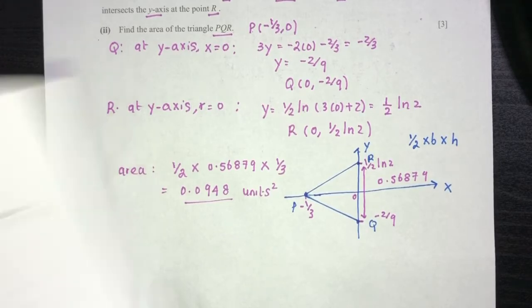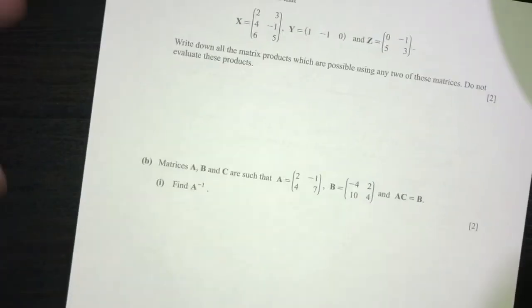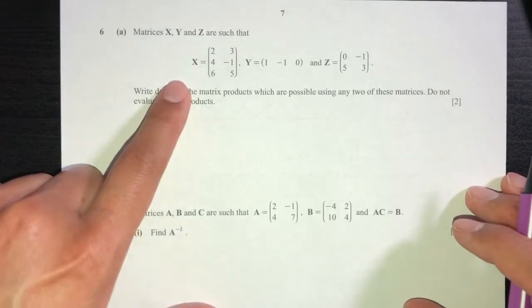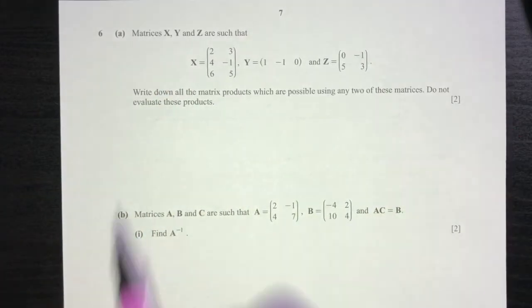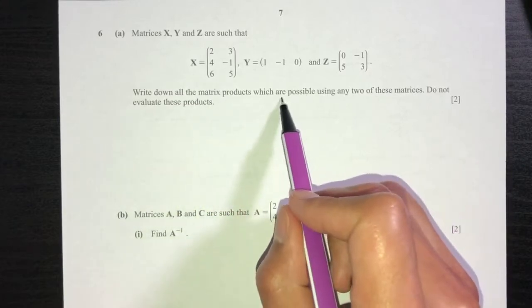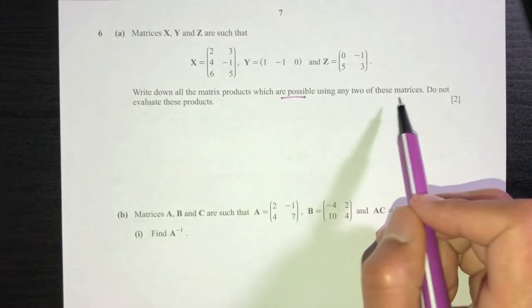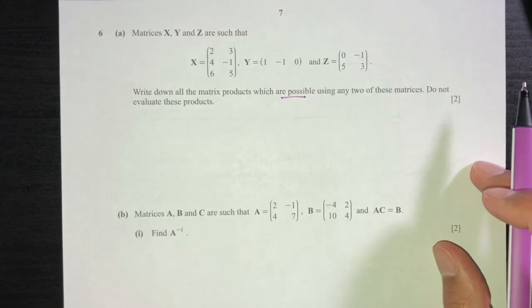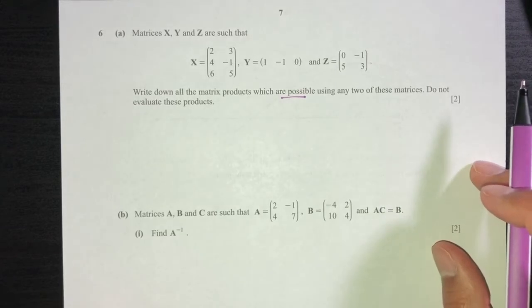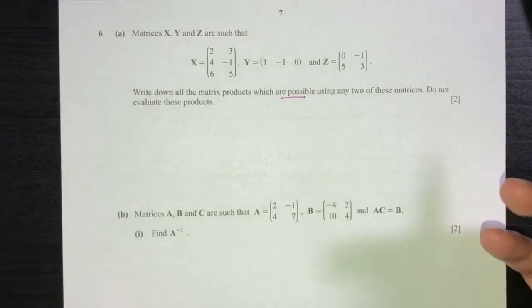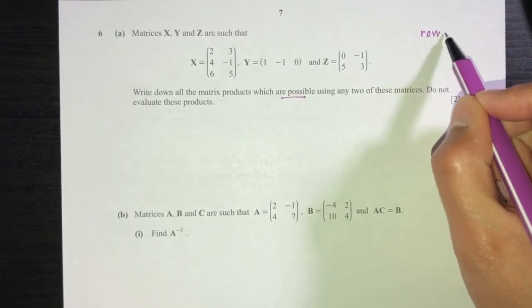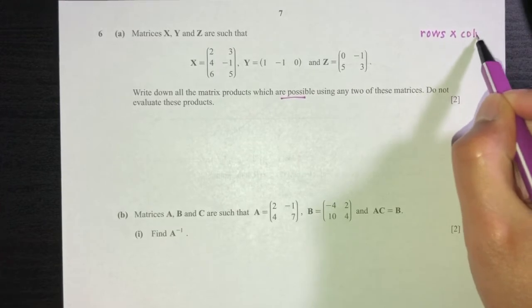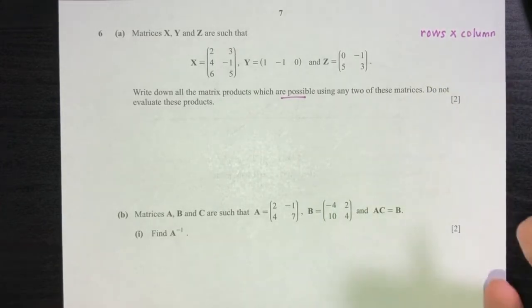Let's move on to question number 6. So we have three matrices, x, y, z, are given such that. Question is, write down all the matrix products which are possible using any two of these matrices. So first question I would like to ask is, what is the dimension of a matrix? Dimension is defined by number of rows times columns. That's the dimension of a matrix.